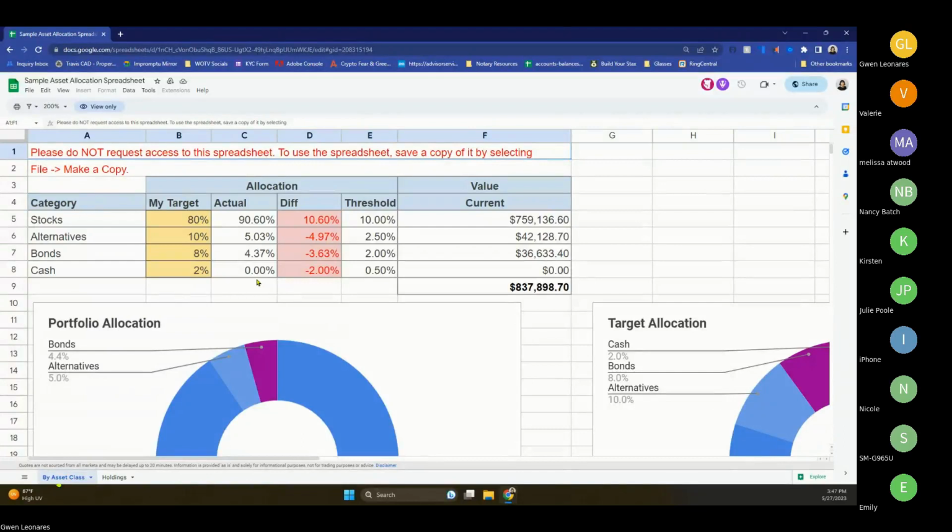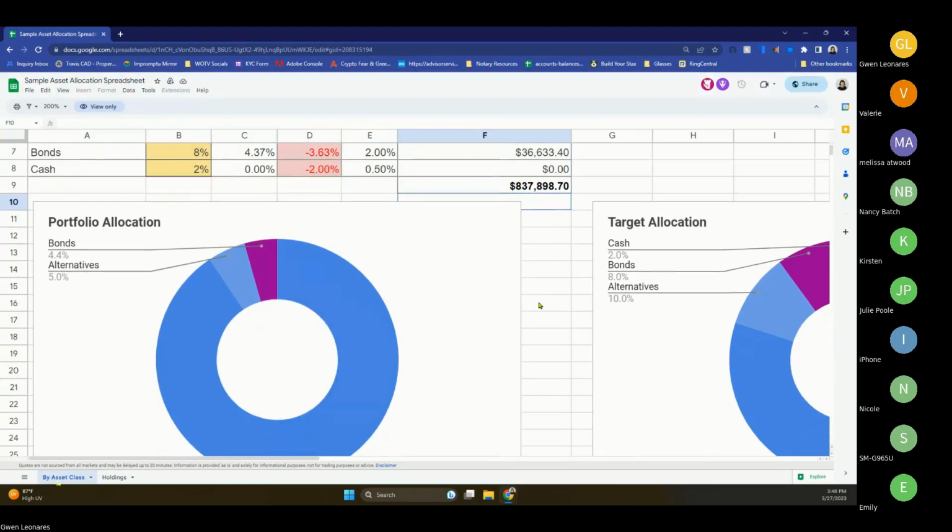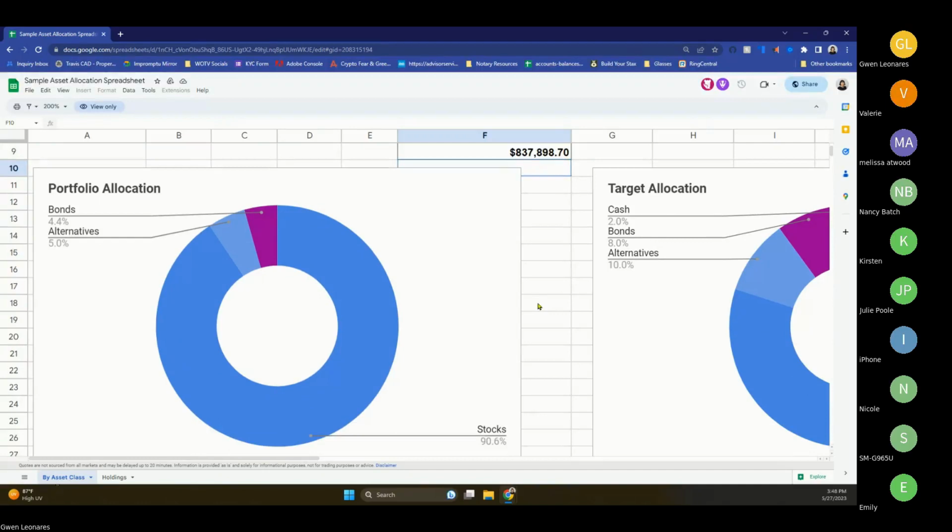This threshold is basically when to turn these red. So when should you be alarmed? Oh, when it's greater than 10%, when it's greater than 2.5. I left them in there, but they're kind of not needed at all. So yes, this made up portfolio's got 837,000. And here's the nice picture of what it looks like in the pie chart. And then this other pie chart is what you want your portfolio to look like.